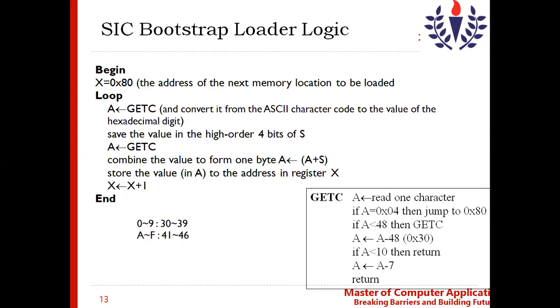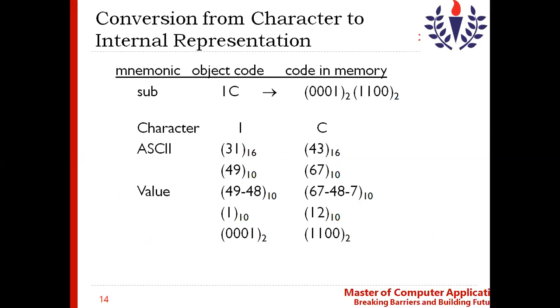Then again it will be checked with the value 10. If it is less than, again it will be subtracted by 7. And finally we will be getting the value like this. So when the character 1 is read, or when the character C is read, the conversion happens accordingly. From 1 we get 0001, and from C we get 1100. This is the binary format which we can store inside the memory. So for this purpose, we do the conversion process, which is done with the help of the getC subroutine.